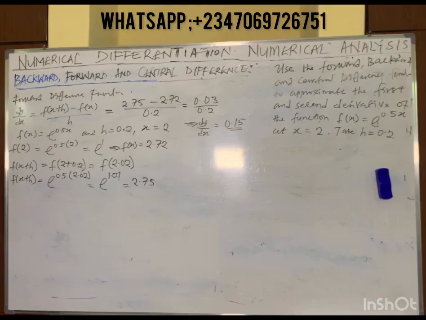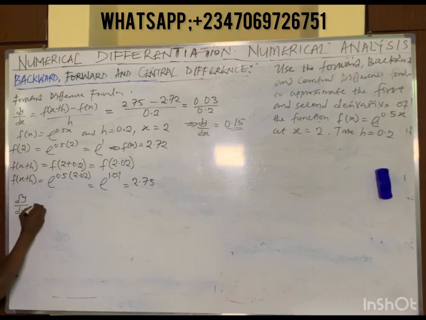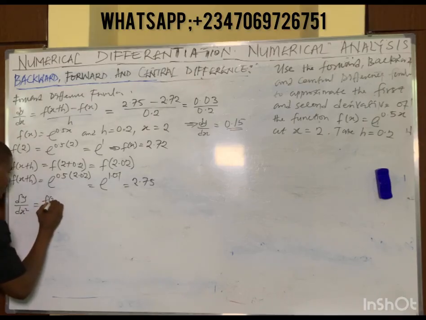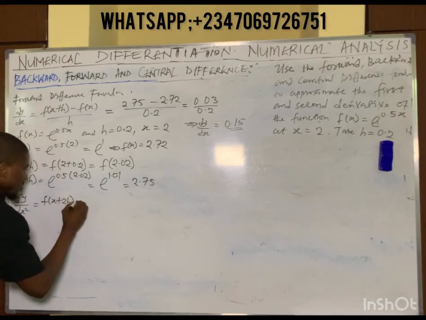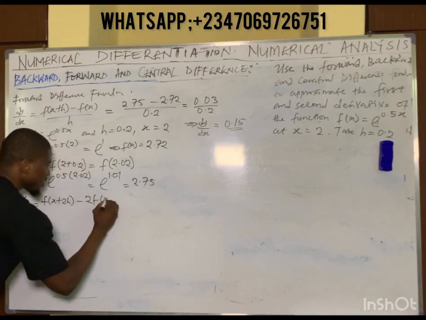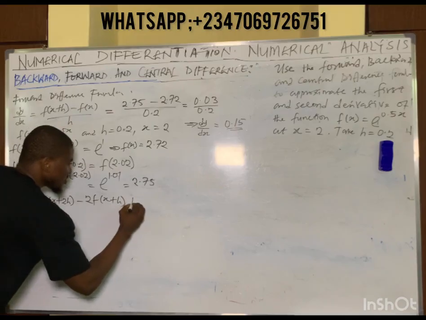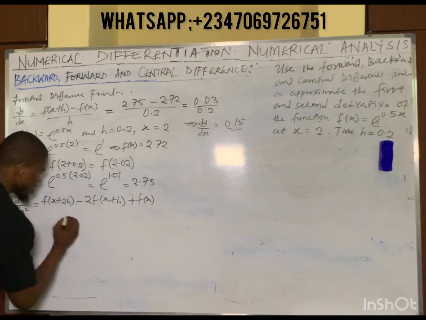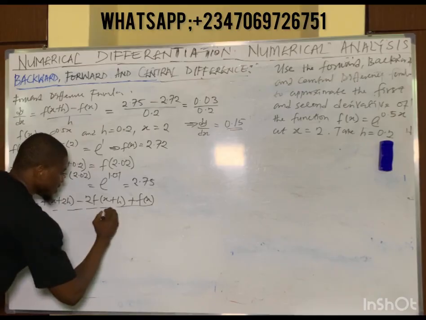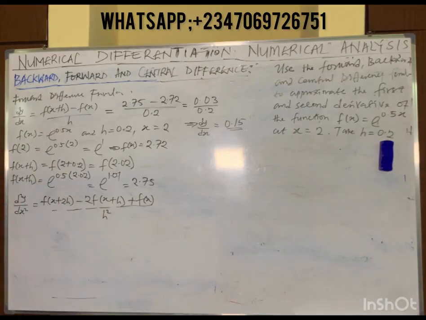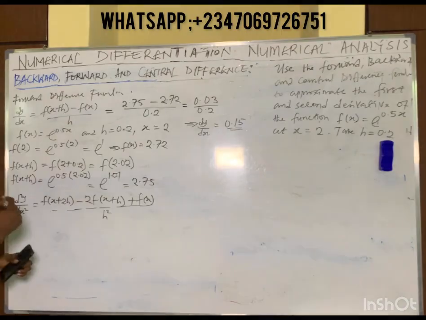So we'll move over now to the second derivative approximation. For the second derivative, you have d squared y over dx squared equal to f of x plus 2h minus 2f of x plus h plus f of x all over h squared. So we know what f of x plus h is. We know what f of x also is. Let's now find f of x plus 2h.